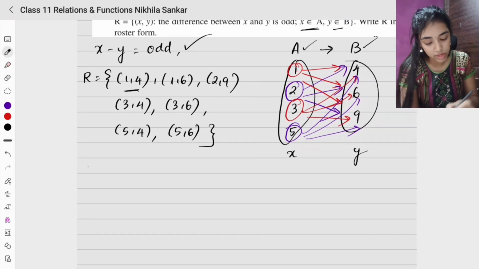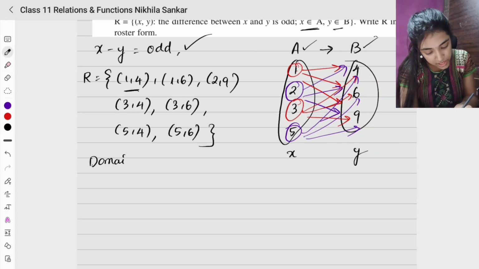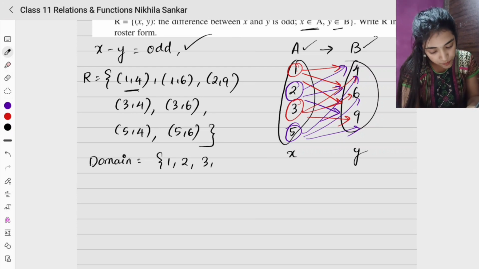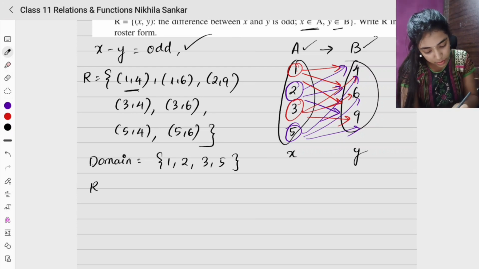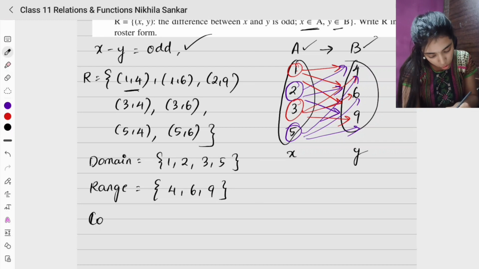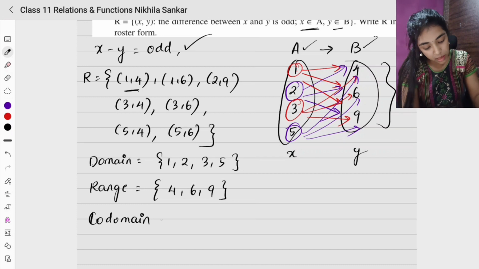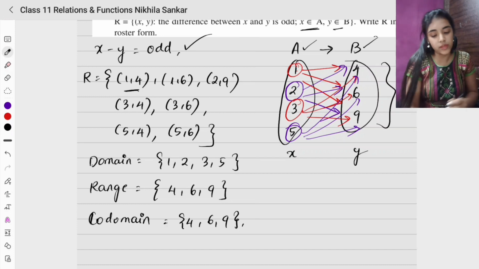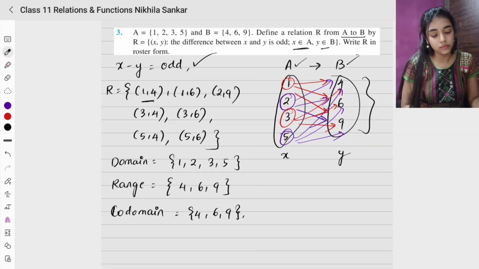They're not asked for the domain and the range, but I'll still write it for you. So the domain is going to be all the x coordinates. By now you should be very well versed with this. Okay, so 1, 2, 3, 5. These are going to be my elements of the domain. What is the range going to be? Range is going to be 4, 6 and 9. What is my codomain? Codomain is going to be everything that is in the output. So all of this will come. Codomain is going to be the range itself in this particular question. Okay, please copy.